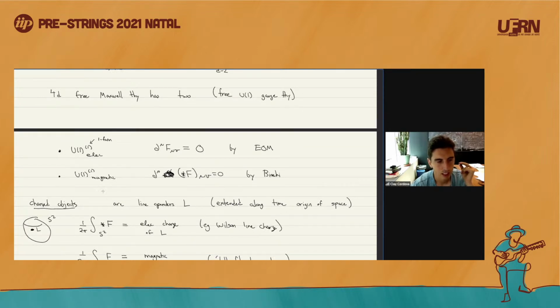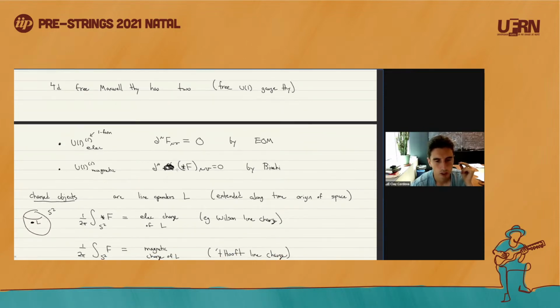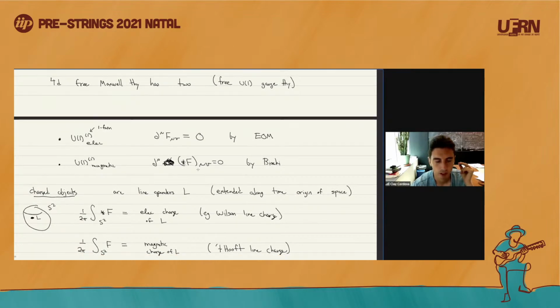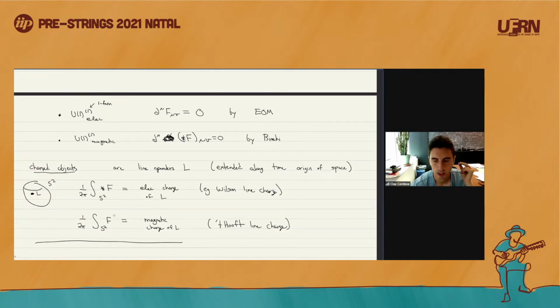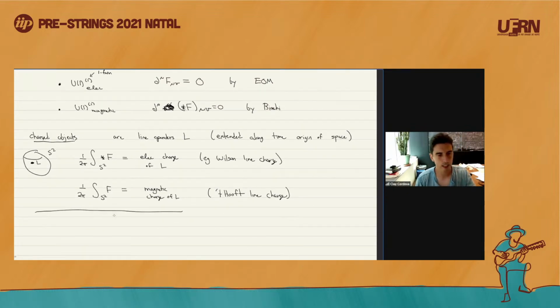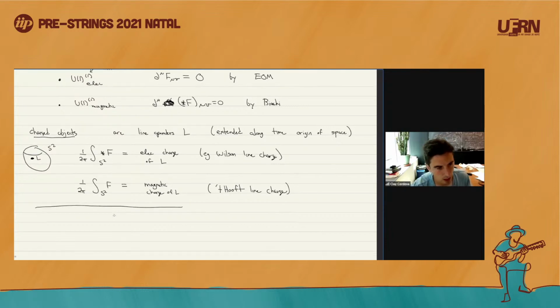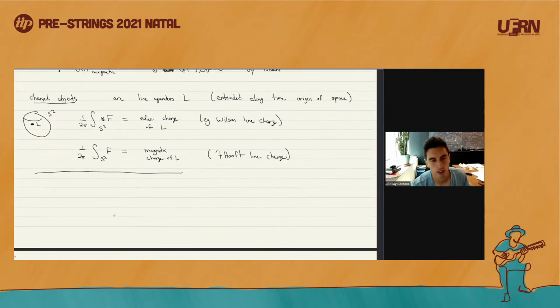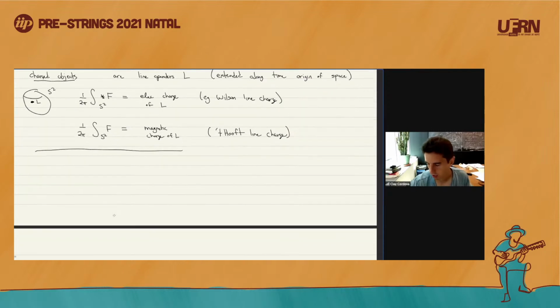And the second one-form global symmetry was a magnetic one-form global symmetry. The current is star F, and the charged objects are 't Hooft lines. Okay, so this is a free theory, and while it's nice to have some results for the free theory, you might have limited interest in it. So I'd like to tell you what happens, for instance, when you add charged matter to this.